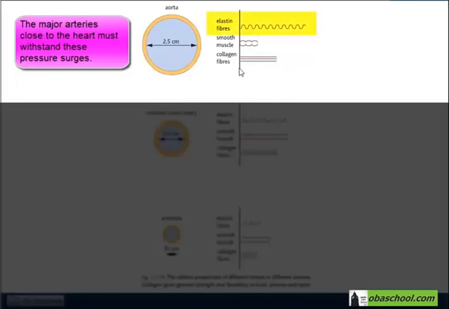Because of this, they have elastin fibers which recoil as a response to the pressure in order to withstand the pressure. We have a lot of elastin fibers. We have a lot of collagen fibers which will give strength to the walls of the arteries. So what we have most in these arteries is elastin fibers and then collagen fibers. You also can see that they have a really big diameter as compared to other kinds of arteries.